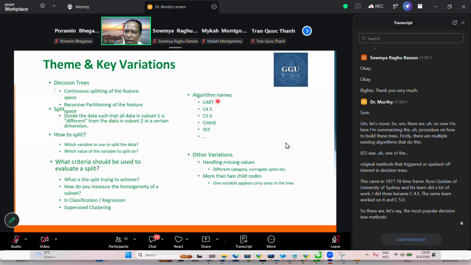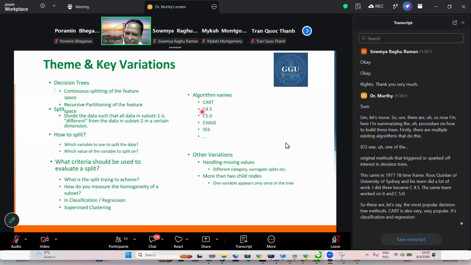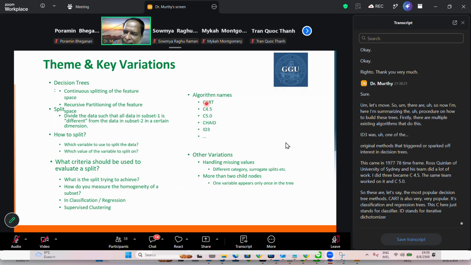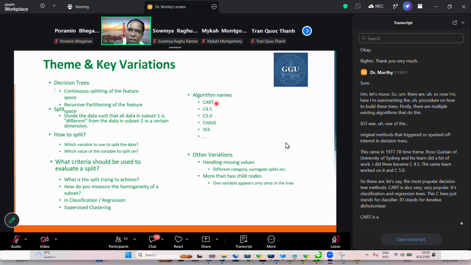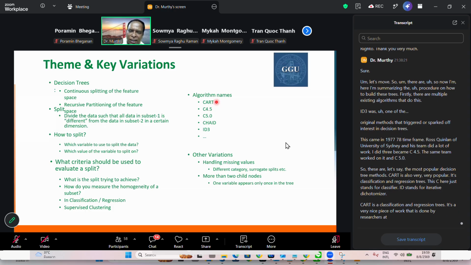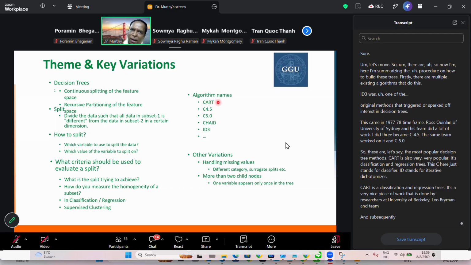CART is also very, very popular. It's classification and regression trees. This C here just stands for classifier. ID stands for iterative dichotomizer. CART is classification and regression trees. It's a very nice piece of work done by researchers at University of Berkeley, Leo Breiman and team. And subsequently from CART, random forests are born.